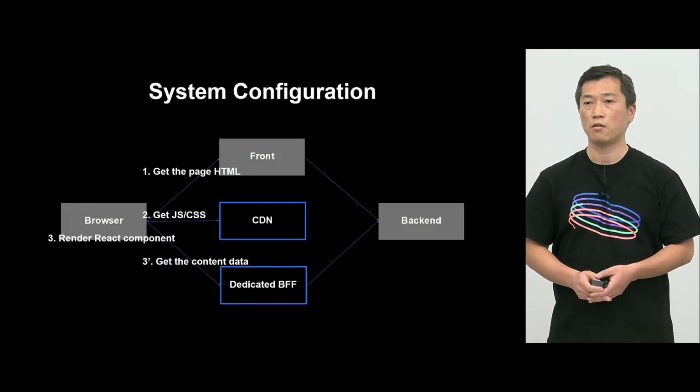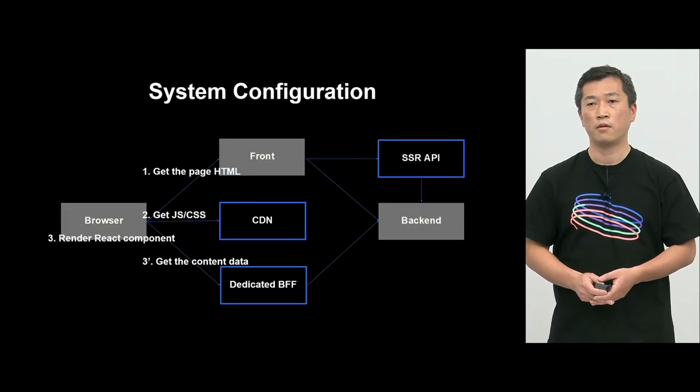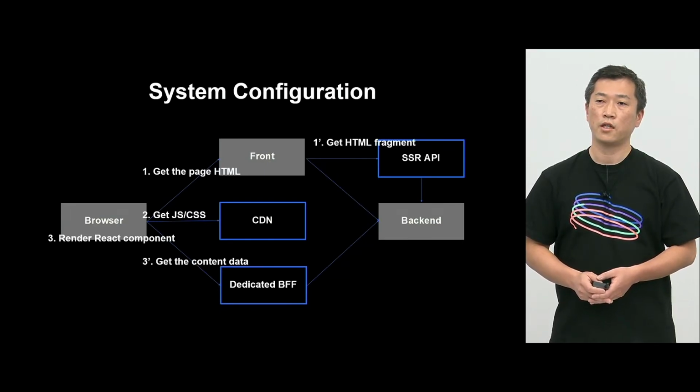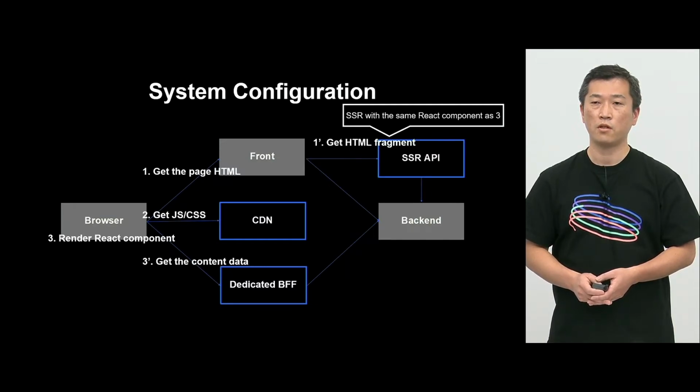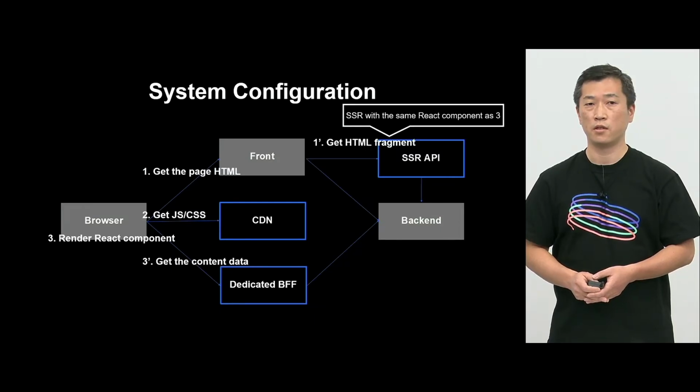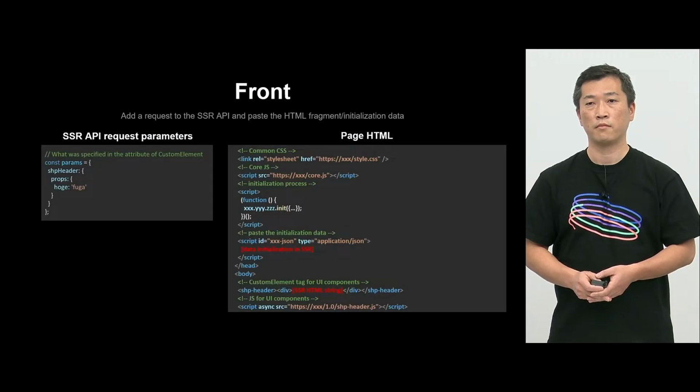In order to realize this, we added one element to the earlier system configuration, that is the SSR API. On the front end, through this API, the UI gets an HTML fragment. This HTML fragment is rendered with the same React component as used in the browser. Therefore, what is rendered here would be the same between SSR and CSR.